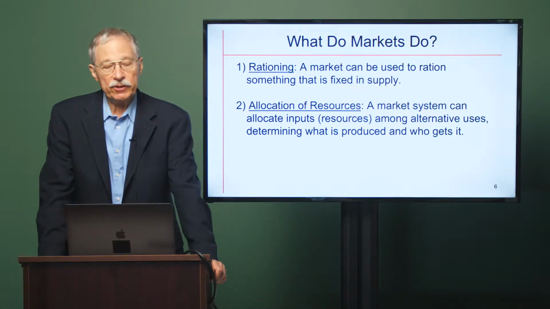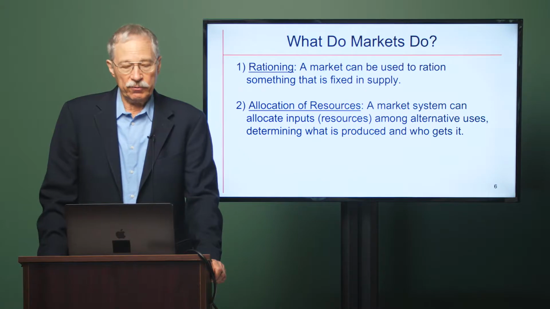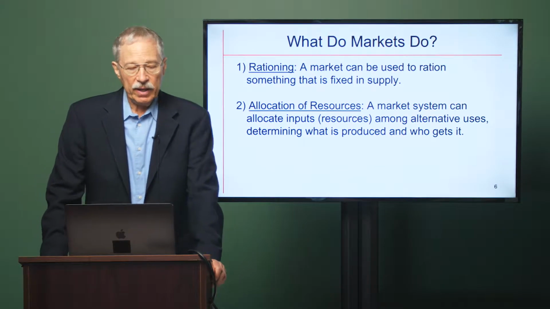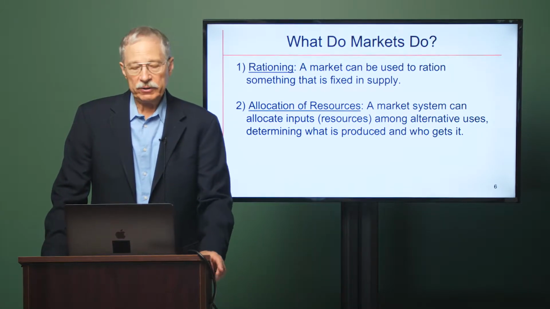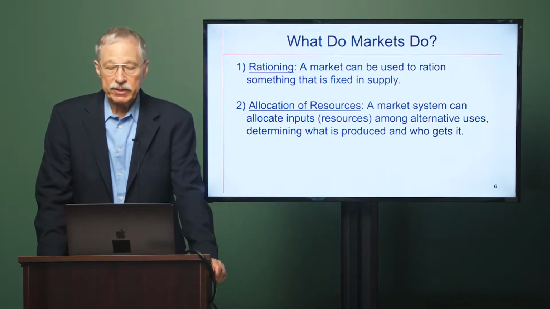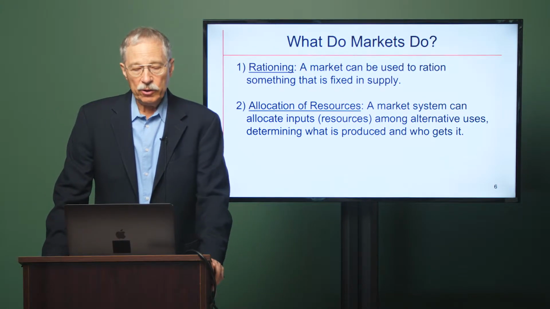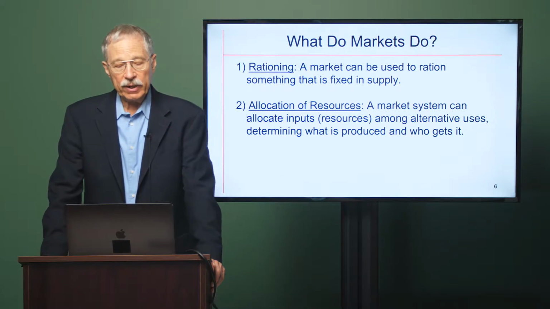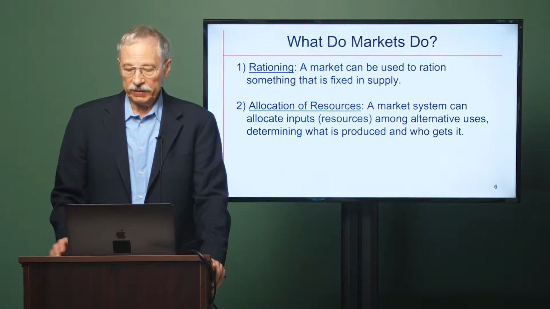A second function of markets is referred to as allocation of resources. That is, a market system can allocate inputs. Resources is just a word for inputs, among alternative possible uses. And the markets determine what is produced and who gets it. So market allocation of resources is a way of determining what is produced and who gets it.